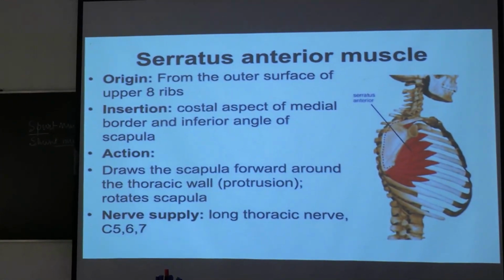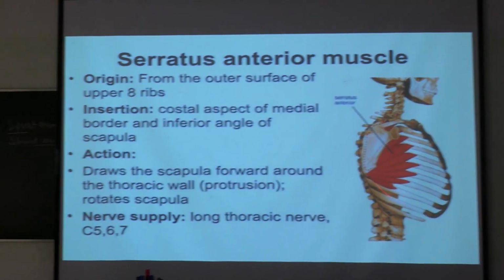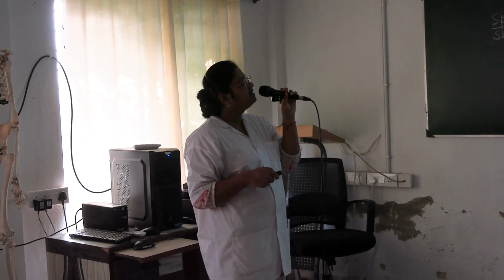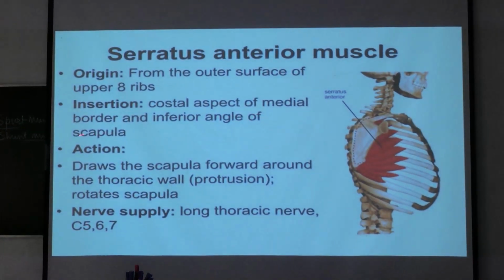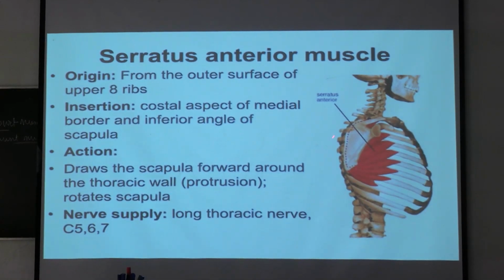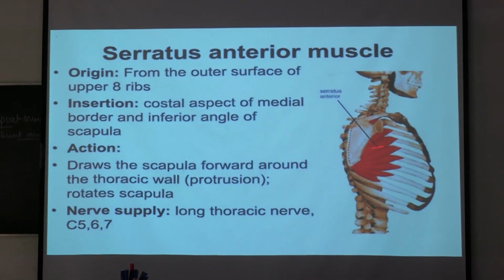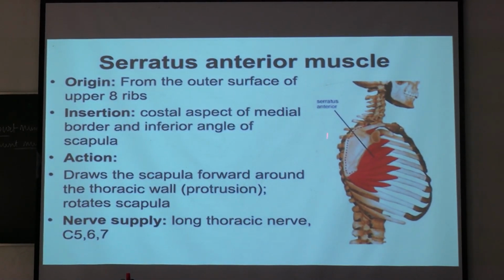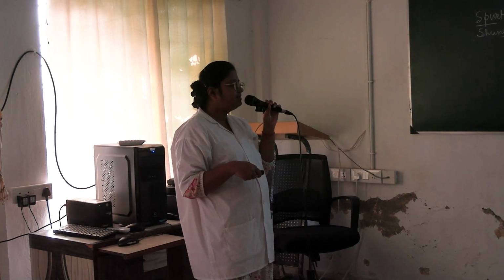Another important muscle lying in this region is serratus anterior. We will mainly see this tomorrow during the axilla, in the medial wall of the thorax, the medial wall of the axilla. This is the location of the serratus anterior muscle. Origin is from the outer surface of the upper 8 ribs; insertion is into the costal aspect of the medial border and inferior angle of the scapula. Here is the line of insertion of the serratus anterior on the costal surface of the scapula. What is the action? It draws the scapula forward around the thoracic wall, that means protraction, and rotates the scapula. So if it pulls from here, it rotates the scapula and draws it forward. Nerve supply is the long thoracic nerve, root value C5, C6, C7.